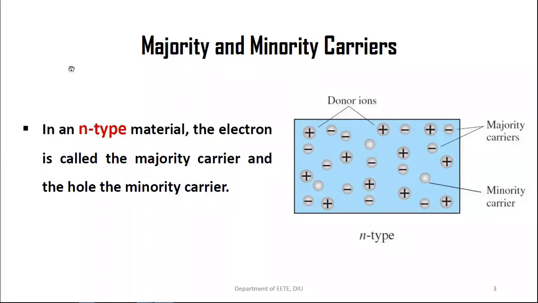That's why in the N-type material, the electrons are known as majority carriers. I think you understand, because among those electrons and holes, the amount is bigger for electrons. So that's why it is the majority.